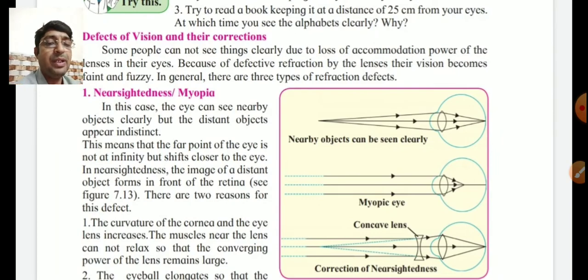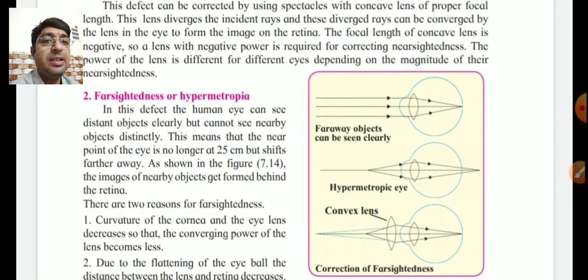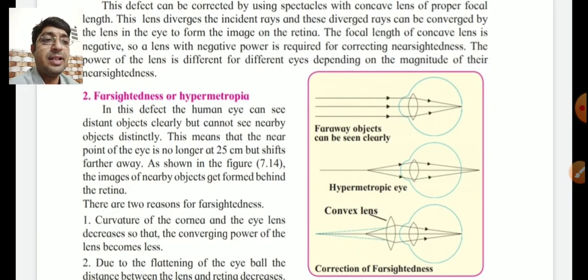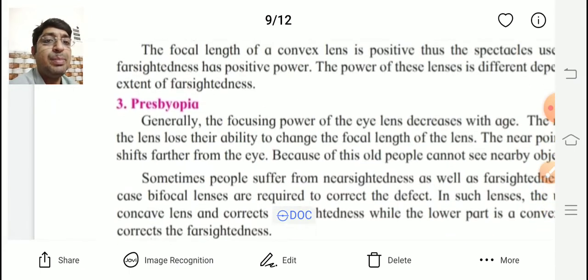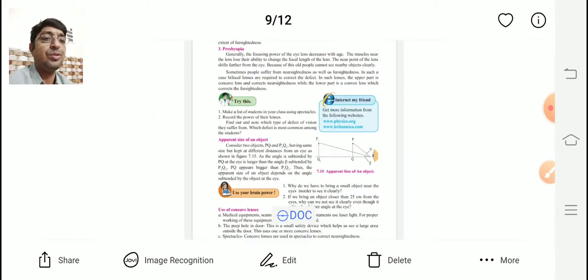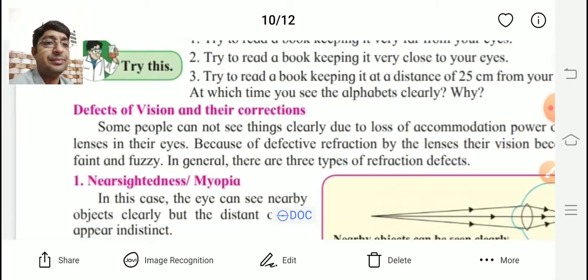What is myopia? It is also called nearsightedness. What are its two possible reasons? How is it corrected? Explain with the help of a diagram. In this way, 3 to 5 mark questions are asked related to myopia. Second defect, farsightedness, that is hypermetropia. And the third defect is presbyopia. A question asked on this third defect: write a short note on presbyopia. So one by one we learn here.